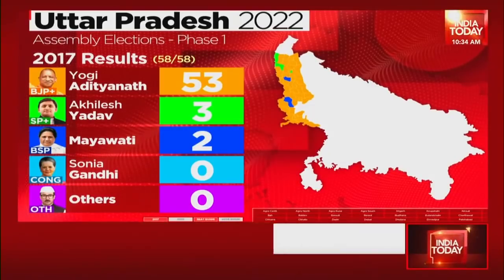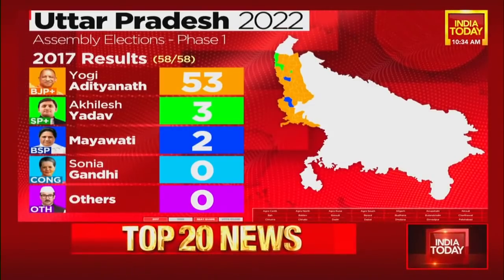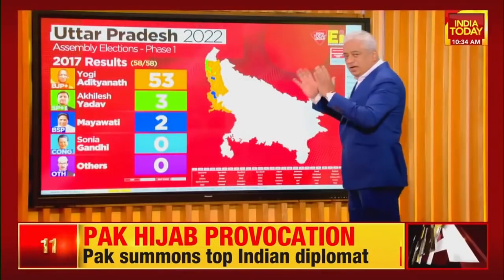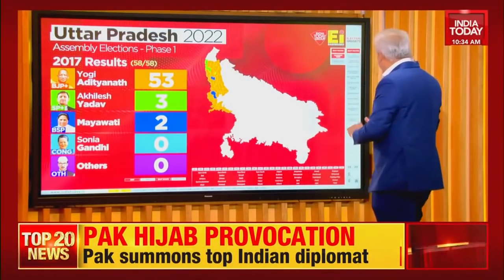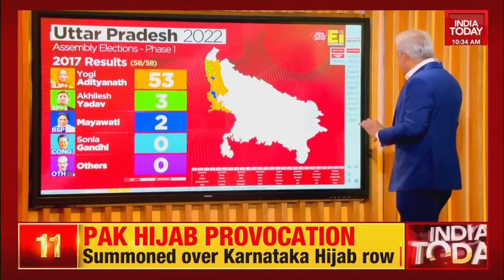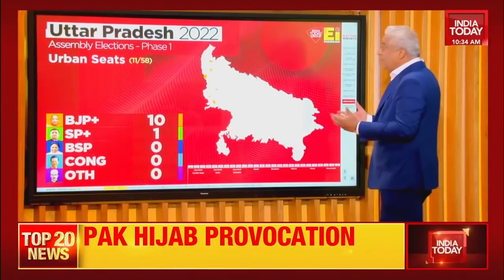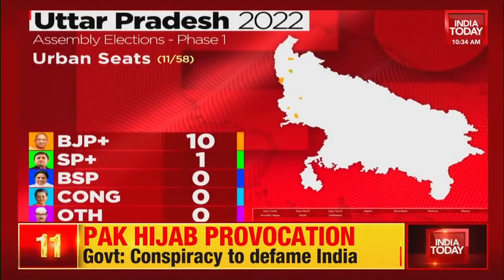Seat matrix at the moment in Uttar Pradesh, alliance-wise first. As I've been repeating, 53-3-2. 53 was what the BJP did. They dominated the phase. But I want to look at urban and semi-urban, because here you'll get a sense of why this phase becomes important. There are 11 of 58, so about 20% of the seats are urban.